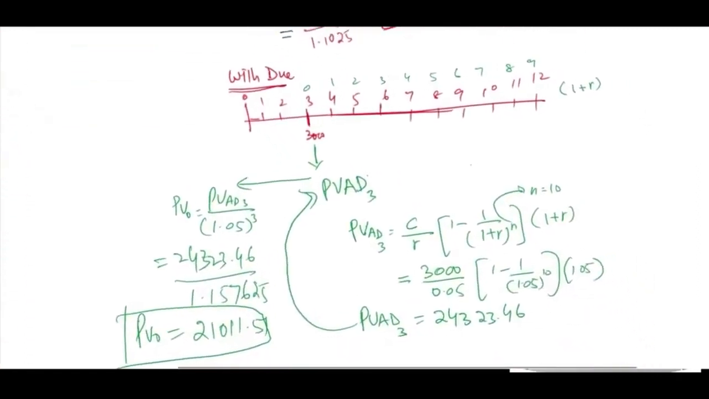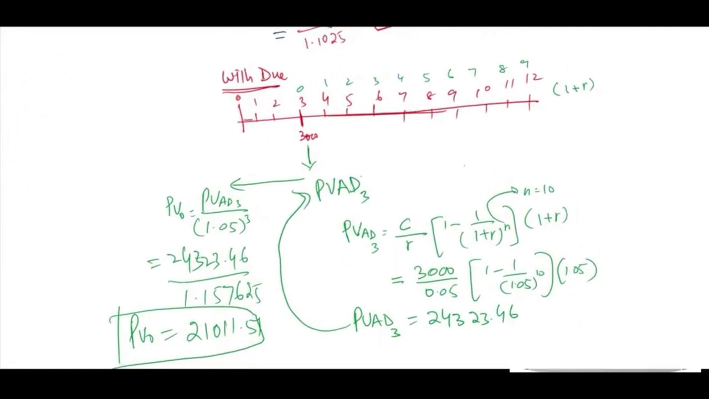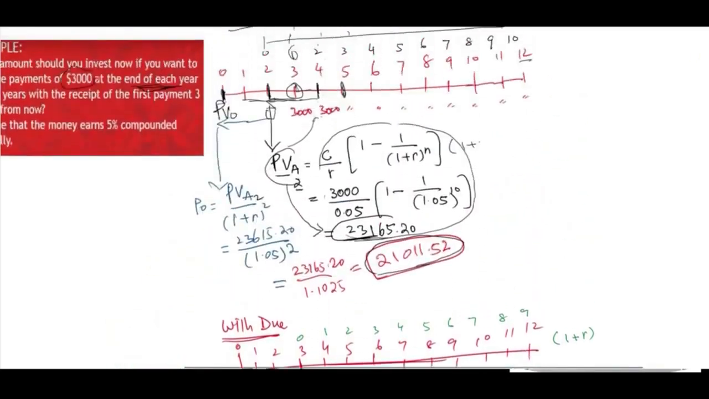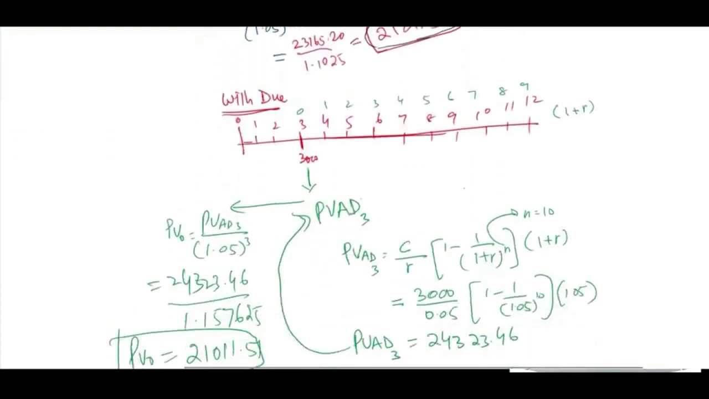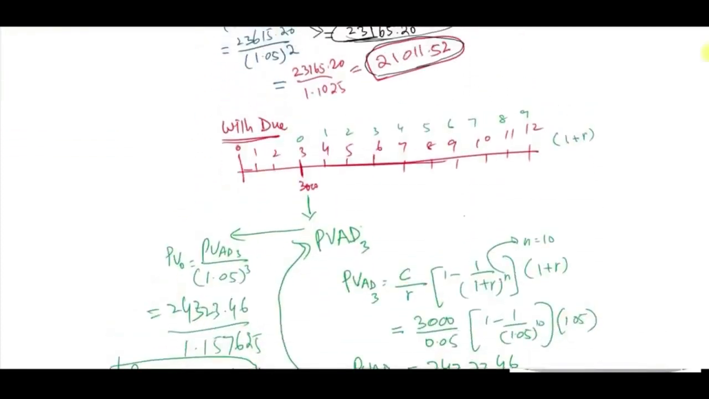Okay, so let's see how we can solve this. With due, this would be the timeline: 0, 1, 2, starting from year 3. If you see 3 here, also 3 here. First payment, second, third, fourth, fifth, sixth, seventh, eighth, ninth and 10th. But we have to do 1 plus R. If you count the number of periods here, 3 is in the start, it means it is already at the start, so we don't have to take 1 year less.